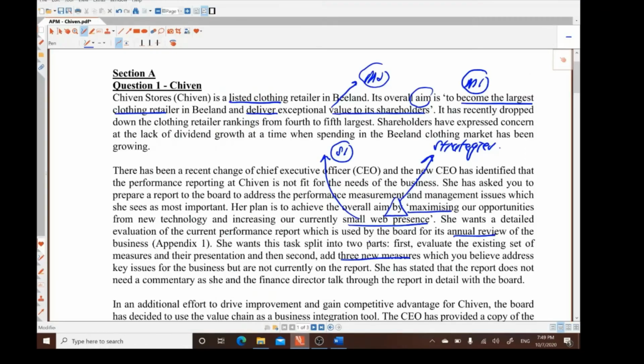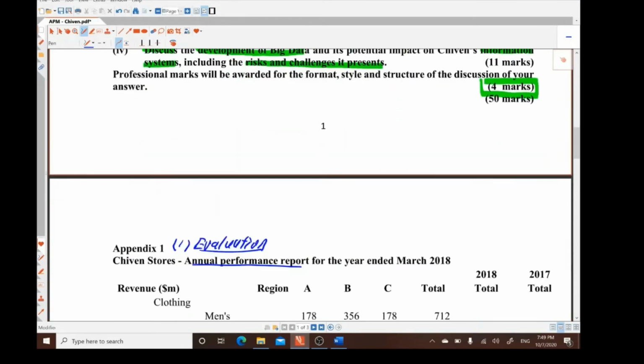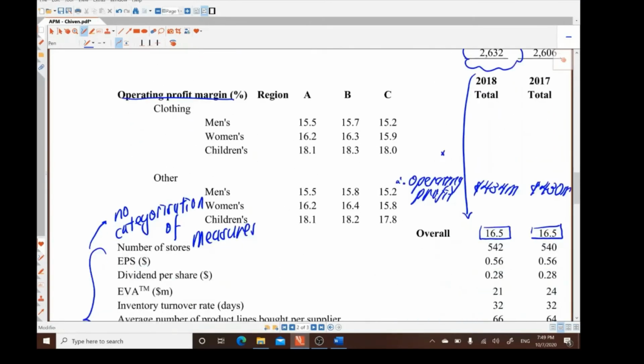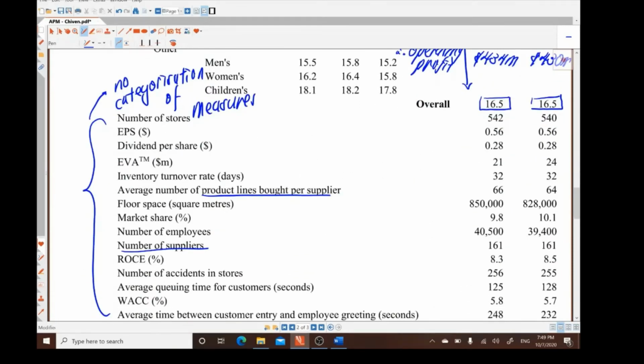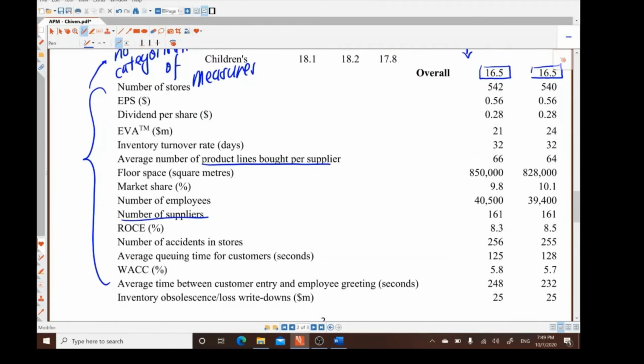So class, now this is a listed company as shown in the first paragraph, and therefore it's important right now for us to see, are any of the measures the right one for a listed company? For example, now we could actually go for the EPS, the dividend per share, the EVA, or even the ROCE. Now, so therefore, by coding this, we know they are financial related.